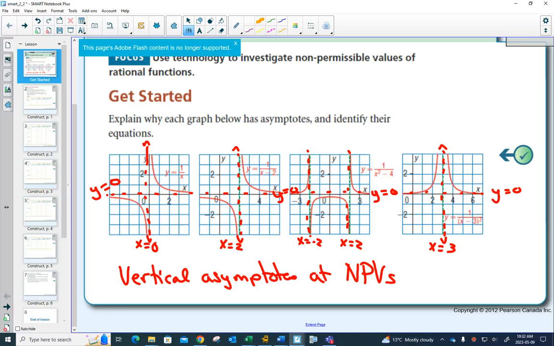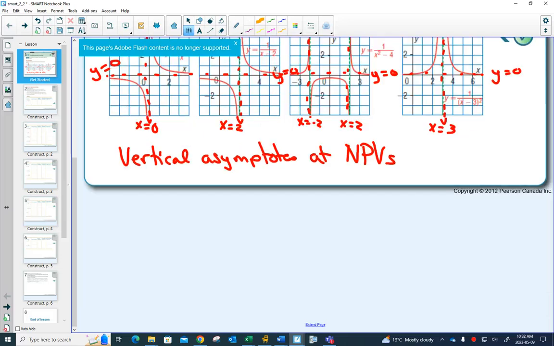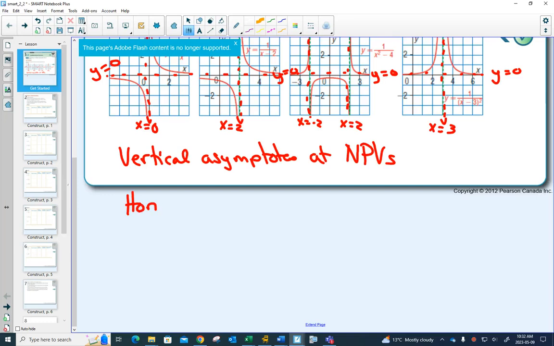Okay? So in the first one, can you see if x is 0, you divide by 0. In the second one, if x is 2, you would divide by 0. Third one, if x is 2 or minus 2, you divide by 0. And the last one, if x is 3, you would divide by 0. So we have vertical asymptotes at non-permissible values. Okay? The horizontal asymptotes are all at y equals 0.